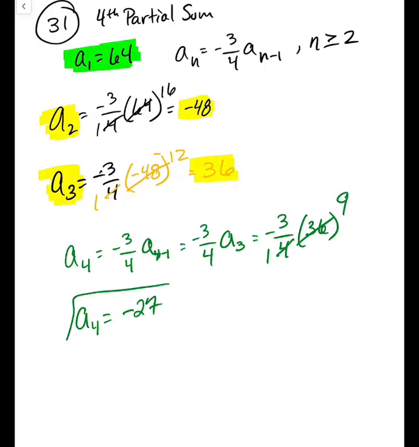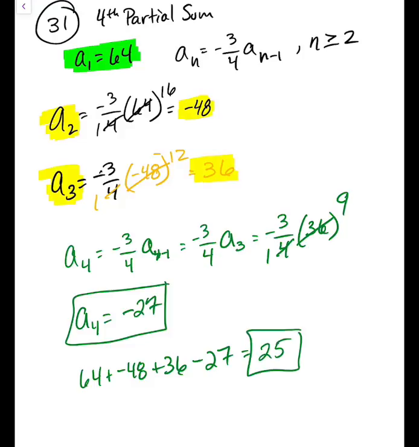And so recall that I'm being asked for the partial sum up to the fourth term, so I want to add these up. That's going to be 64 plus negative 48 plus 36 minus 27. So then I just want to do that math here real quick. Okay, so the partial sum for this is going to be 25, and that's it. That's the fourth partial sum for number 31.